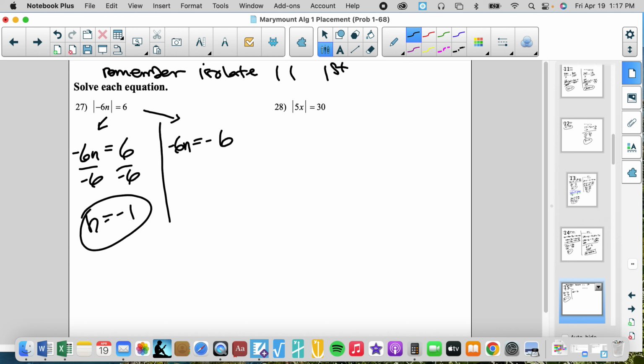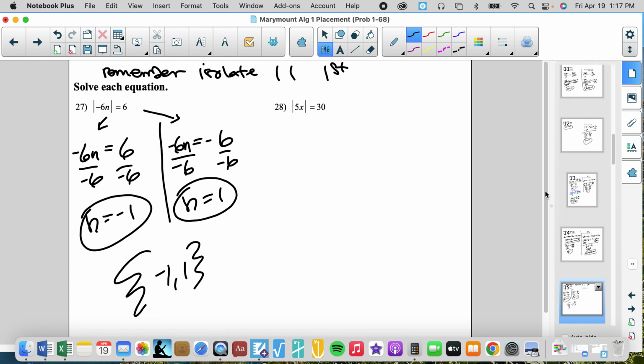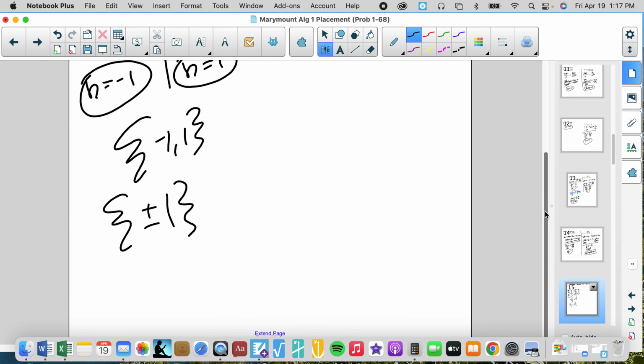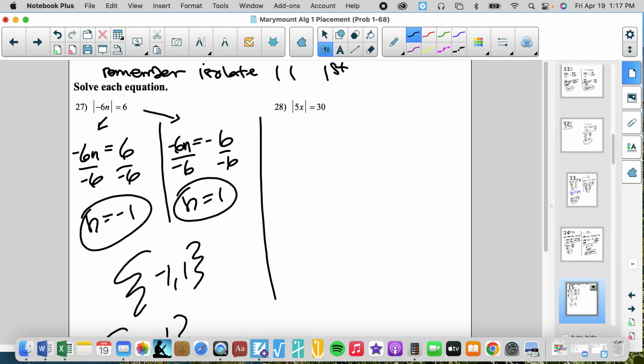That's an important thing. Divide by negative 6, and we get n equals 1. So my answer is negative 1, 1. We can write that in a solution set. And in high school, you'll see a student that will write plus or minus 1. Be interesting to see what they do. They do negative 1, 1. Of course they do. Same thing.